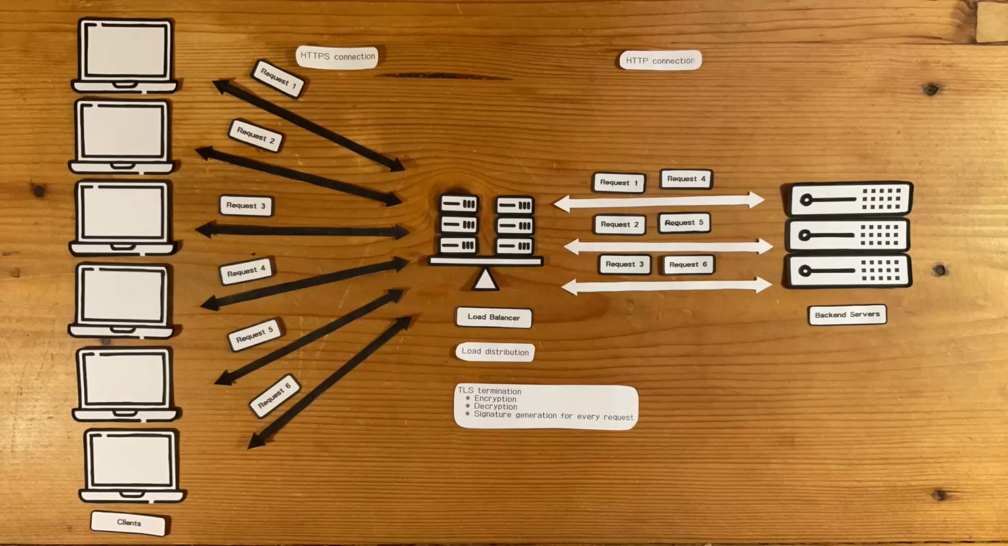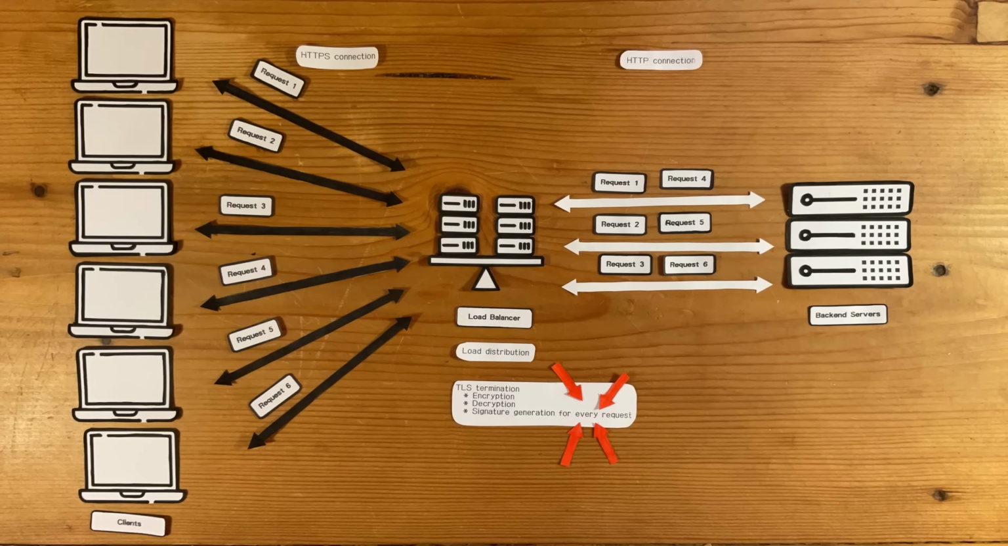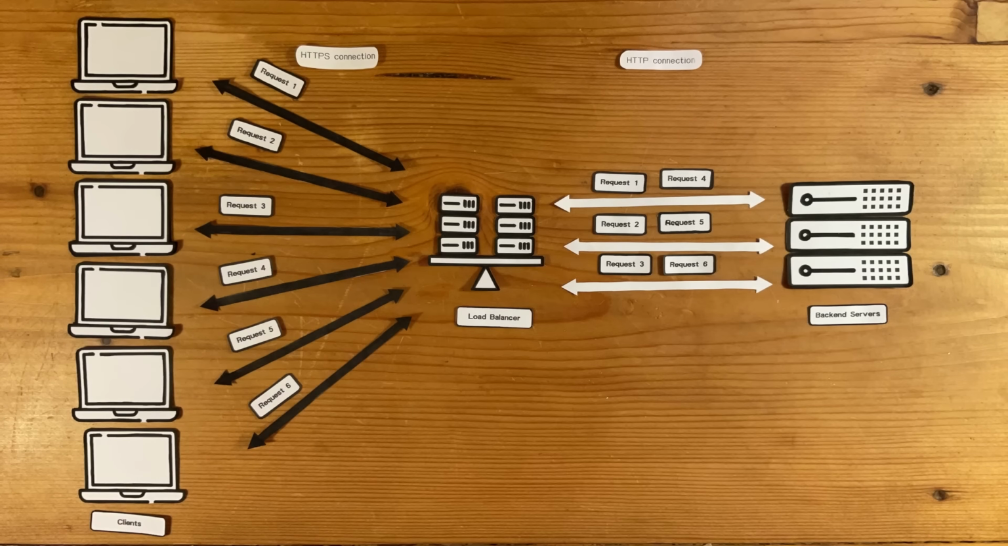These load balancers are often used as TLS termination proxies. That means they decrypt every incoming request and sign and encrypt every outgoing request to offload the backend servers from the cryptographic operations. Encryption and decryption operations are often fast. Signature generation, however, sometimes is very costly depending on the signature scheme used. Since the response to every request needs to be signed, the load balancer might become the computational bottleneck themselves.